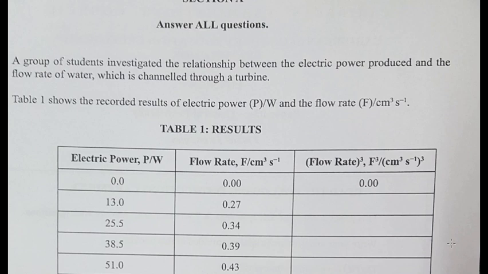Okay, so this question here says a group of students investigated the relationship between electric power produced and the flow rate of water which is channeled through a turbine. Now, table 1 shows the recorded results of electric power P in units of watts and the flow rate F in units of centimeters cubed per second.